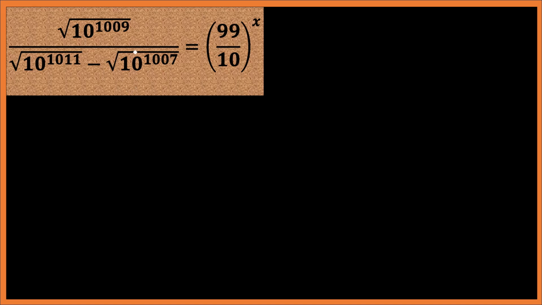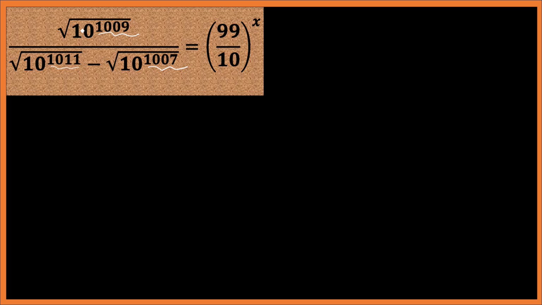Now let's solve this question together. All right, so the left hand side looks very strange. The numerator is behaving like 10 raised to the power 1009, and the denominator is 10 raised to 1011 minus 10 raised to 1007. Now let's observe the powers here. Which one is the least among them? 1007 is the least.